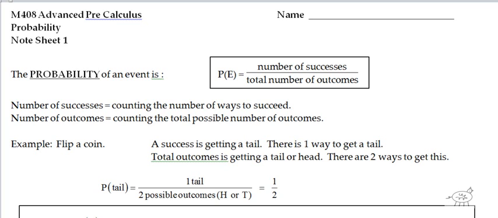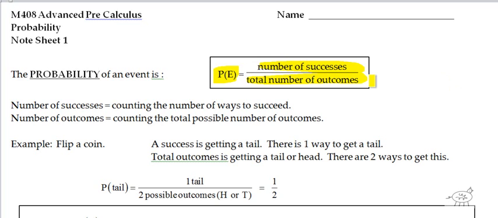Basically the probability of an event is, and this is what you have here, P of E. That's how you say it. Probability of an event happening is the number of successes over the total number of outcomes. The number of successes is counting the number of ways to succeed. Number of outcomes is counting the total number of possible outcomes.